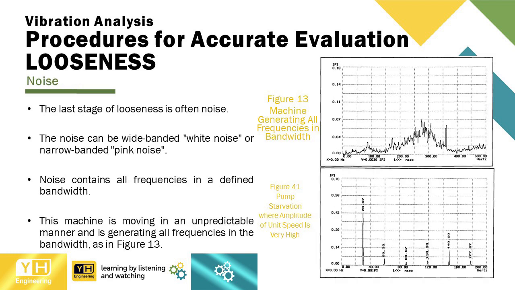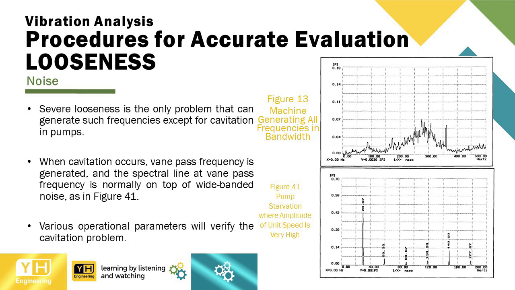Vibration analysis. Procedures for accurate evaluation. Looseness. Noise. The last stage of looseness is often noise. The noise can be wide-banded white noise or narrow-banded pink noise. Noise contains all frequencies in a defined bandwidth. This machine is moving in an unpredictable manner and is generating all frequencies in the bandwidth, as in Figure 13. Severe looseness is the only problem that can generate such frequencies except for cavitation in pumps.